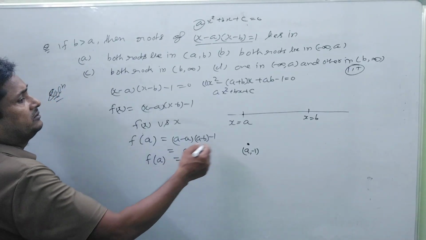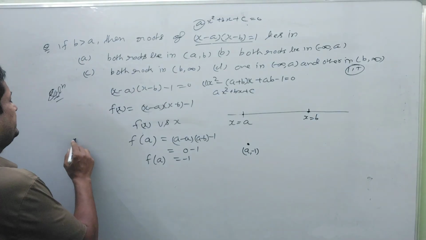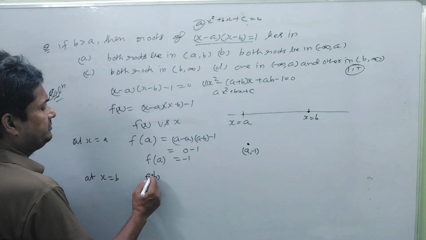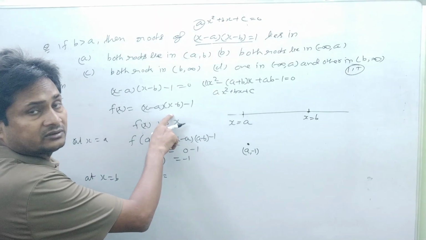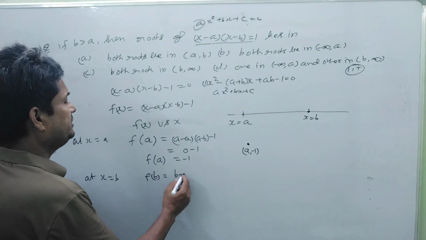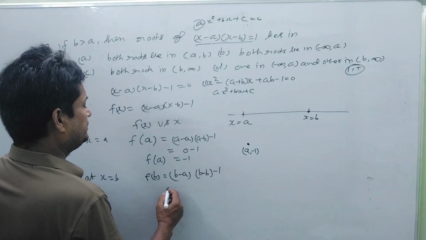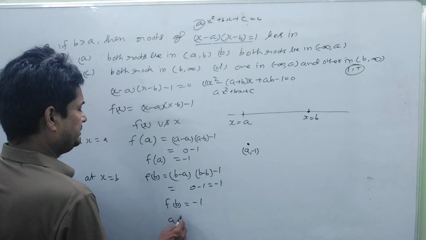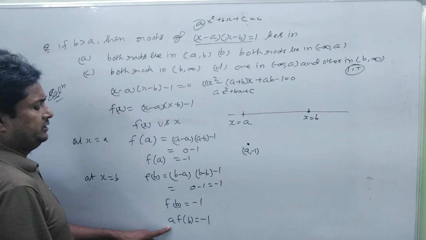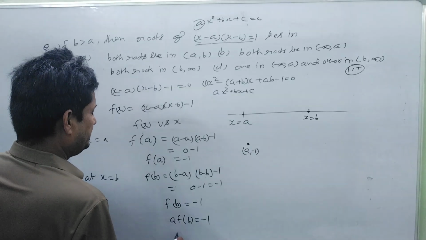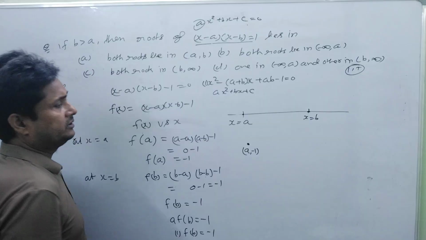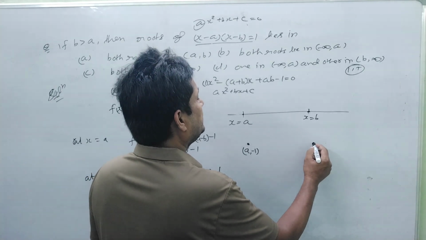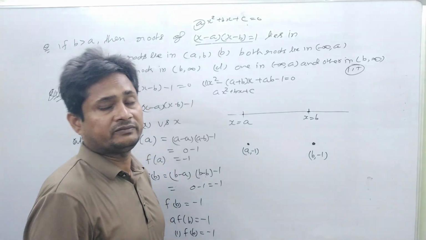Next find the value at x equal to b. So f(b) will be how much? Put x equal to b in the function. It will be (b minus a)(b minus b) minus 1. This is 0 minus 1, which is minus 1. That means f(b) is equal to minus 1. So a times f(b) is also minus 1, since a is 1. That means this coordinate is (b, minus 1). We are drawing the graph of a times f(x) versus x.